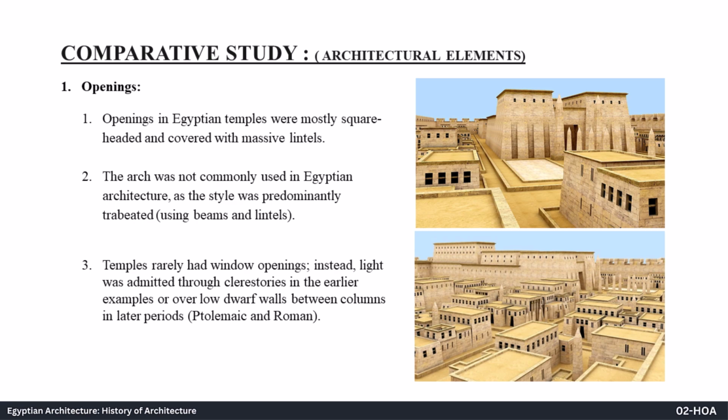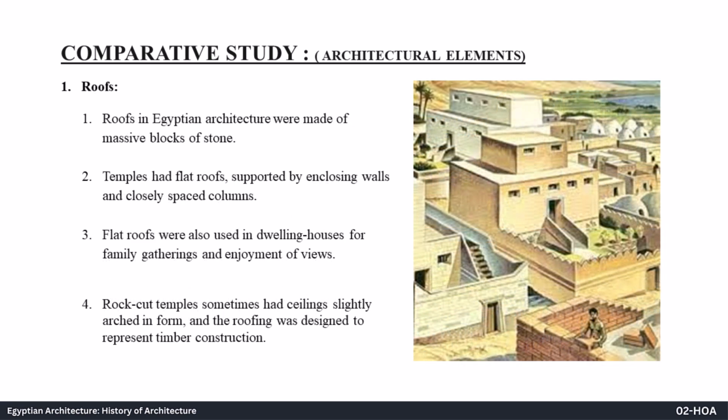Openings. Openings in Egyptian temples were mostly square-headed and covered with massive lintels. The arch was not commonly used in Egyptian architecture, as the style was predominantly trabeated, using beams and lintels. Temples rarely had window openings. Instead, light was admitted through clerestories in the earlier examples, or over low dwarf walls between columns in later periods, Ptolemaic and Roman.